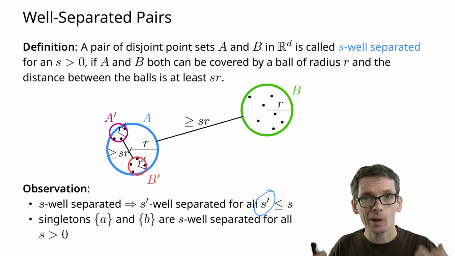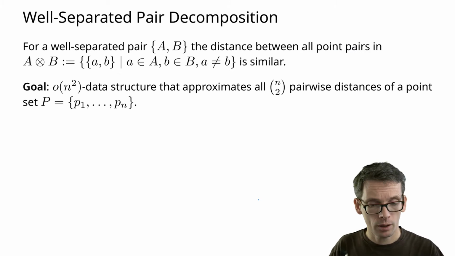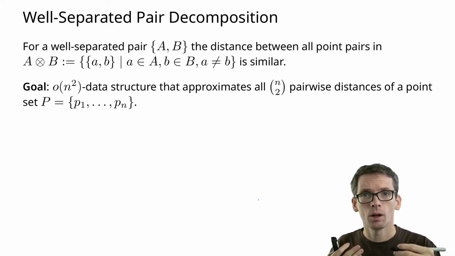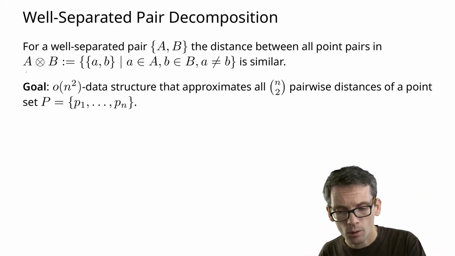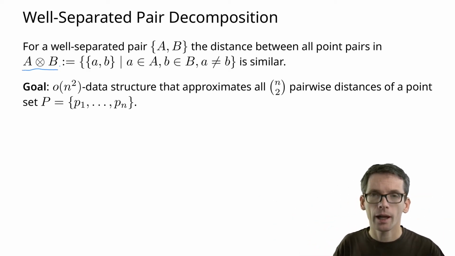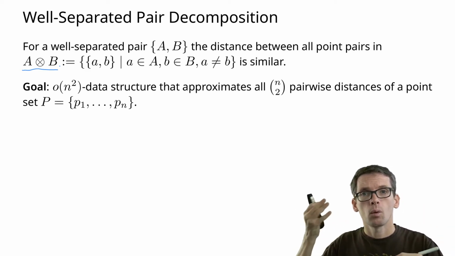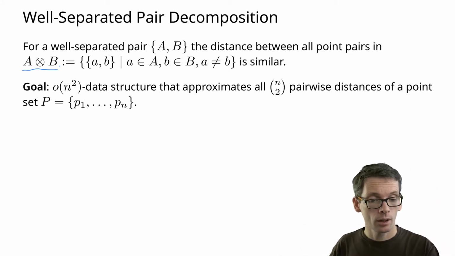Okay, so that's a well separated pair. What is a well separated pair decomposition? For this, first we need a definition, namely a definition for essentially saying all pairs of points. So this notation here, A cross B, denotes all pairs of points with 1 point in A and 1 point in B, excluding points that are both in A and B.